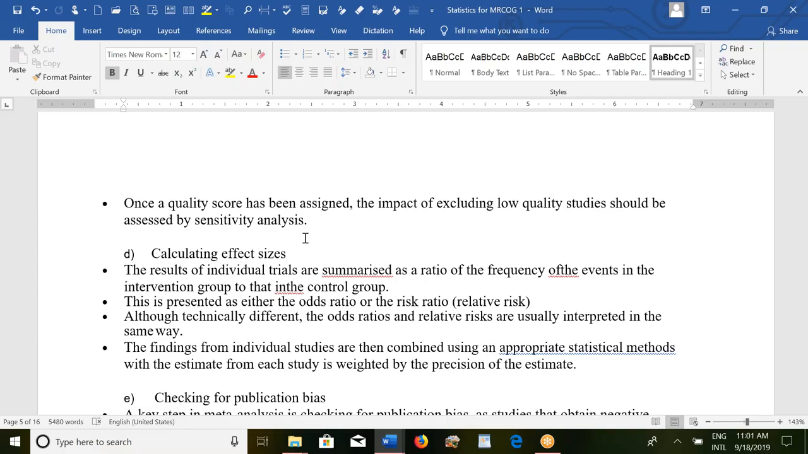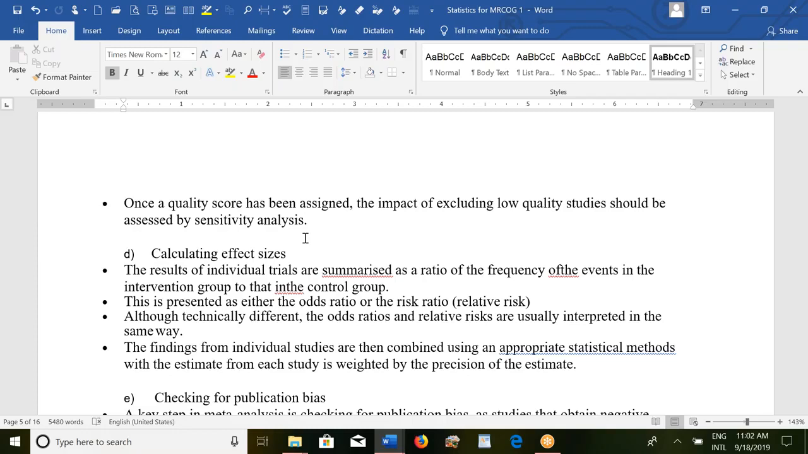And this is presented as either the odds ratio or the risk ratio. Risk ratio is also called relative risk. Although technically different, the odds ratio and the relative risk are usually interpreted in the same way. We use them for different types of studies. We will just talk about them.